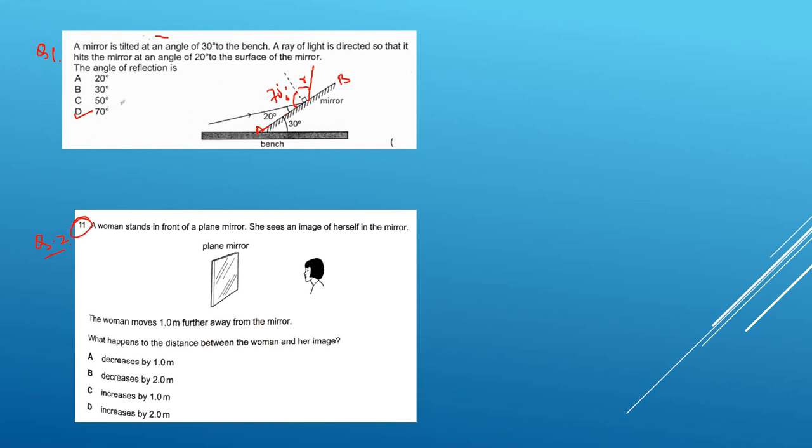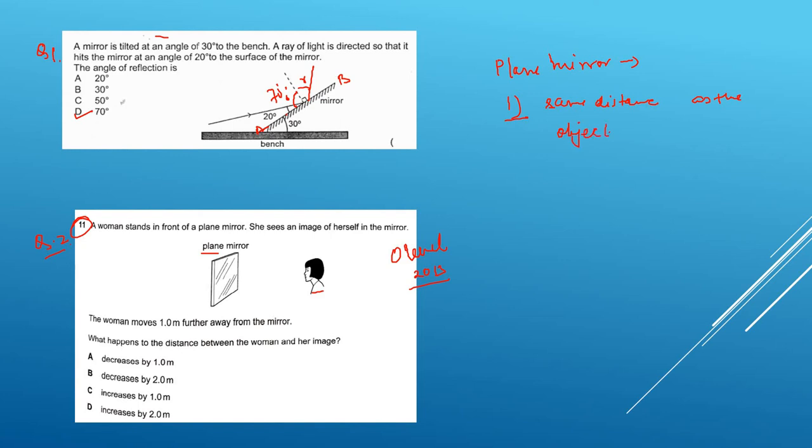Now let's see question number 2. This already came in the O-level exam in 2013. So this is the image formed by the plane mirror. Okay, very important. Tell me the properties of the image formed by a plane mirror. So point number 1, it is the same distance as the object.